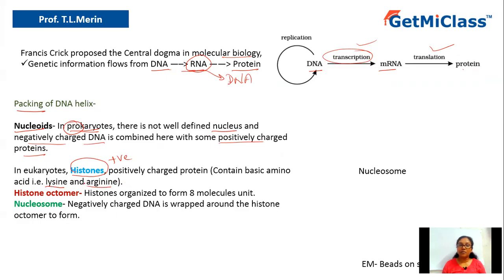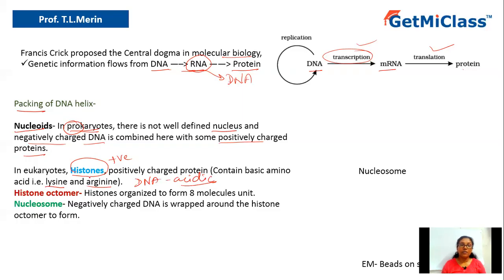Now, why am I talking about basic amino acids? Because DNA is acidic. That's why we say it is deoxyribonucleic acid. Acidic. So this acidic DNA will easily bind with histone proteins because of the presence of the basic amino acids. So that is the polarity, that is the attraction, you can say.